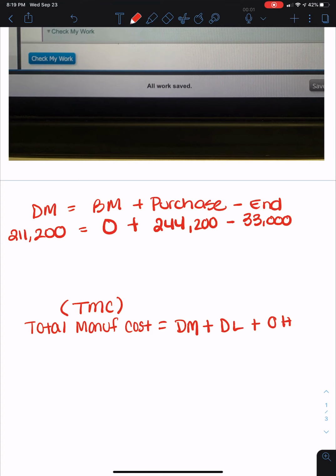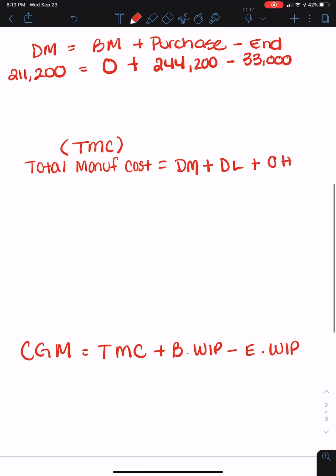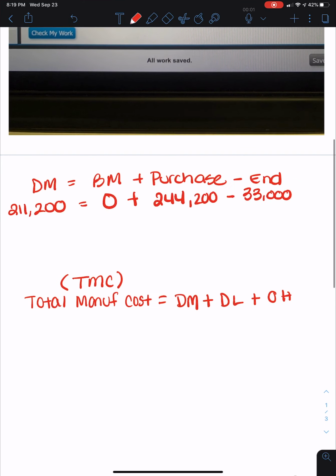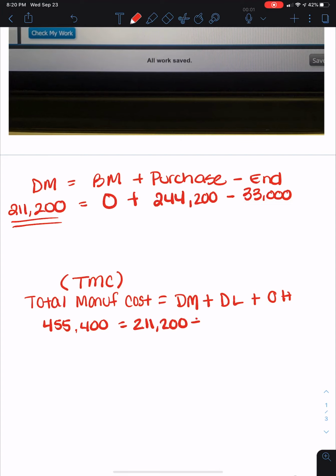Okay, now we're going to scroll down. Now we're going to be looking at total manufacturing cost, which is actually the formula we need in order to get our answer for this particular problem. We're going to be taking our total manufacturing cost, which they give us up here. So 455,400. Direct materials, which we solved right here. Direct labor, which we don't know.